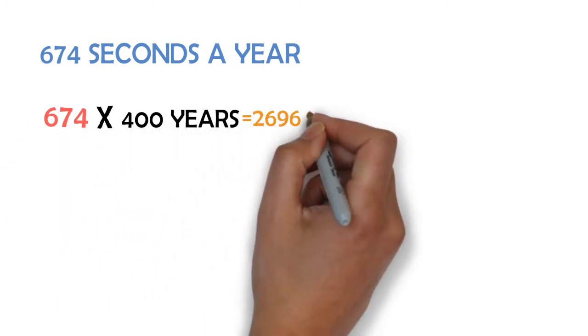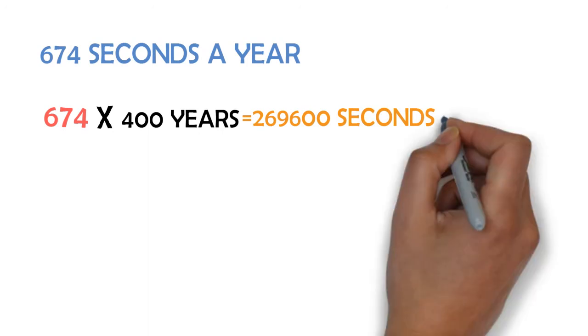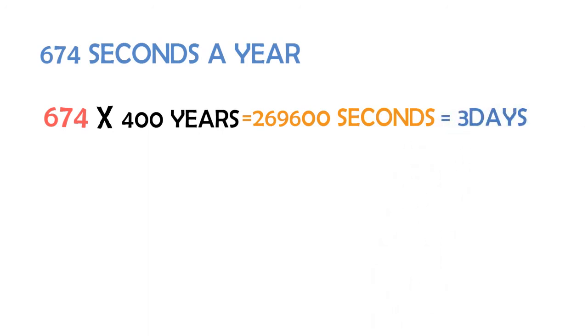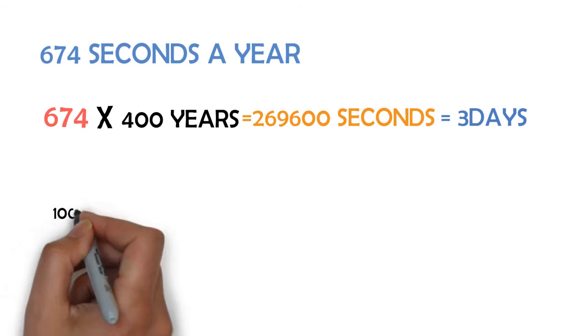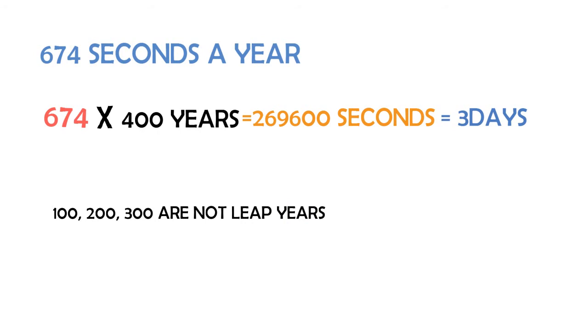Now these 674 seconds constitute 269,600 seconds in 400 years, which is approximately equal to 3 days, which means we are adding up to 3 days every 400 years. It is rectified, as I mentioned earlier, by not making century years leap years. This is another way of explaining why we remove 3 days each from 1700, 1800 and 1900 to balance the calendar and rectify this problem.